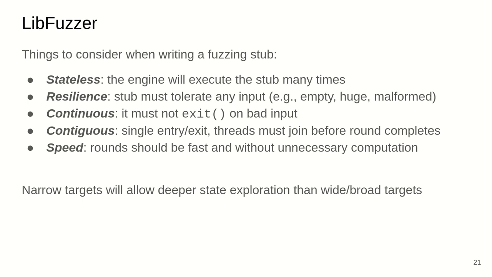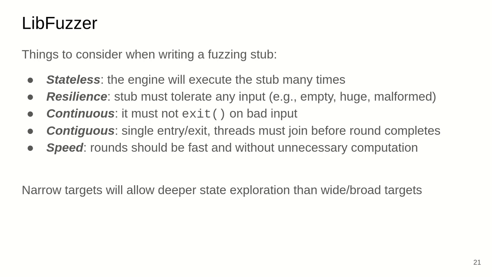There are a couple of things you need to consider when you're writing a fuzzing stub. It needs to be stateless, right? So you cannot change any global state or depend on any global state across calls. The fuzzing engine will execute the stub many times. If you need to set up a particular set of state, you need to do this in the fuzzing stub itself or in specific setup functions.